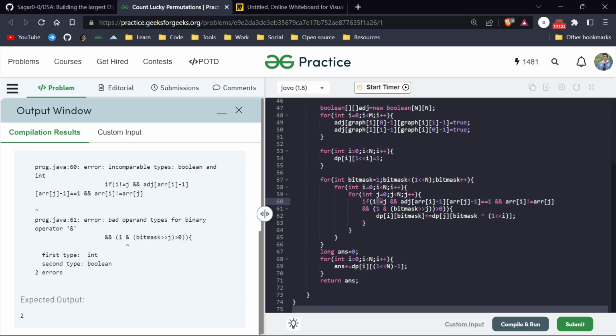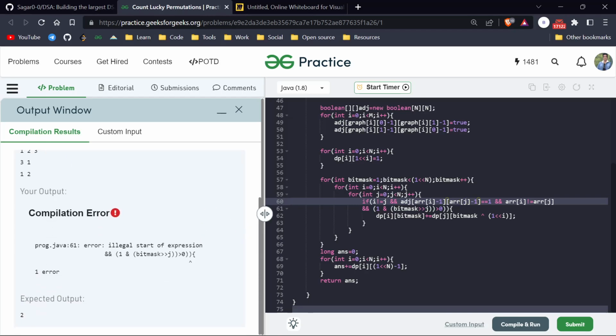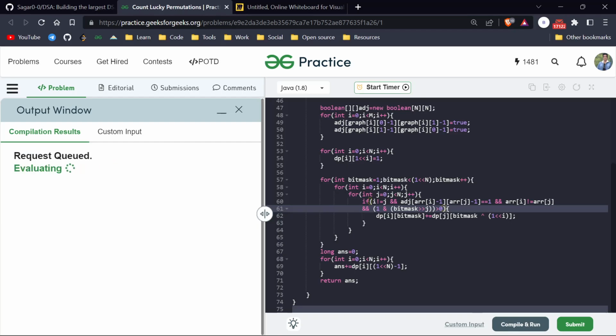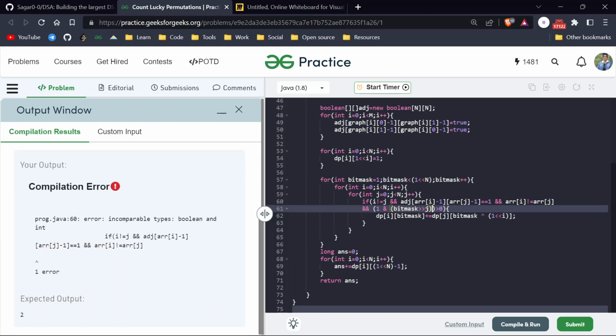i is not equal to 0, and this value is equal to 1. And after that, this condition. So I think it is okay. There should not be a problem here. Okay, let me just check for the issue. There is an extra brace here. And that is the same error, boolean and integer. What is wrong here?